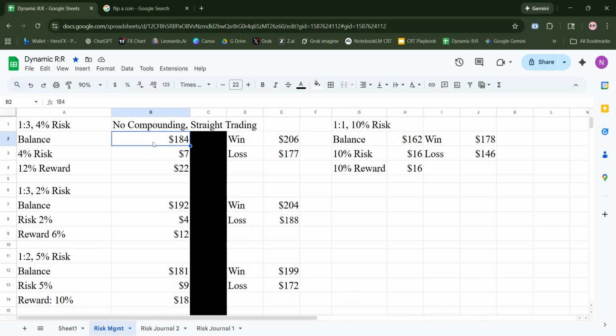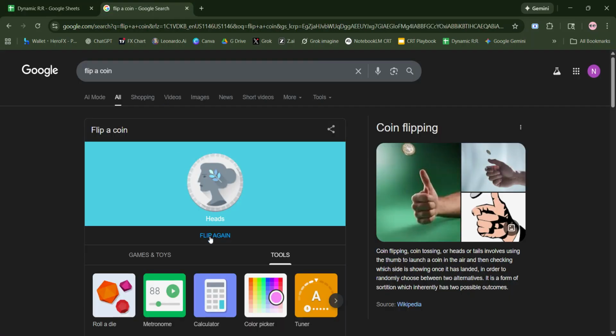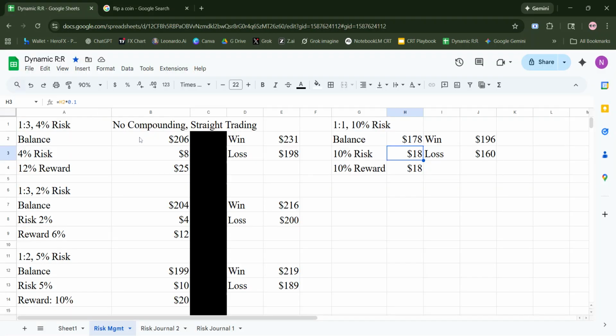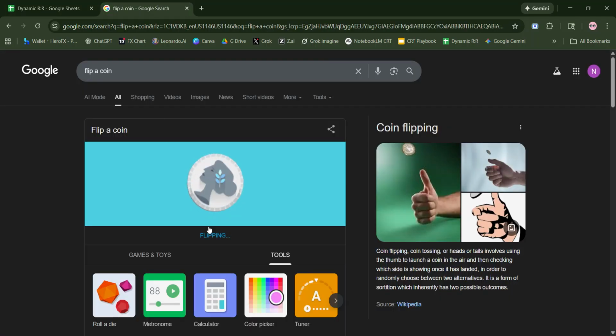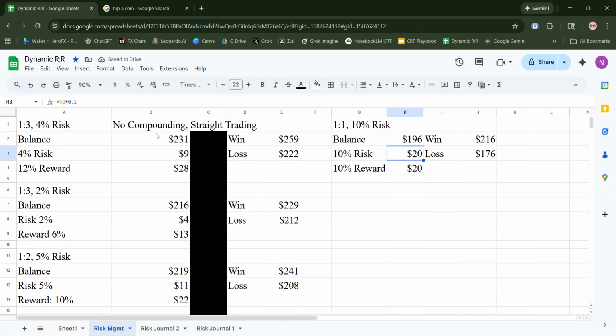So 206, 204, 199, 178. Next trade is another winner. 231, 216, 219, 196. Okay, this will be trade number 5. Then we'll do our check-in. A loser.